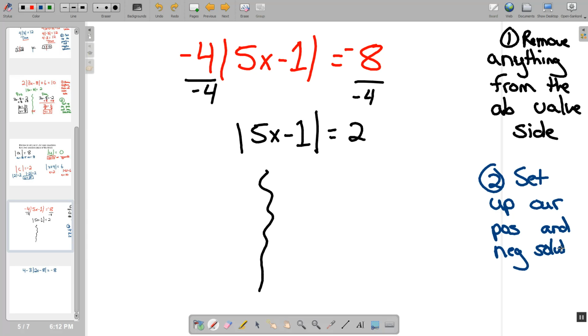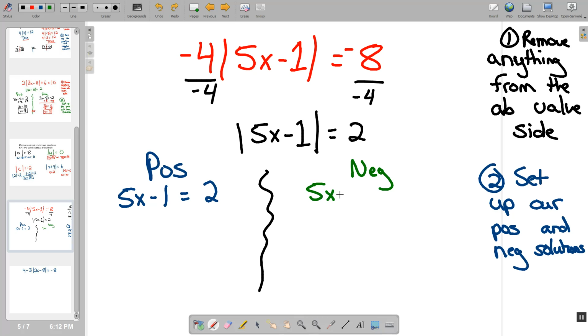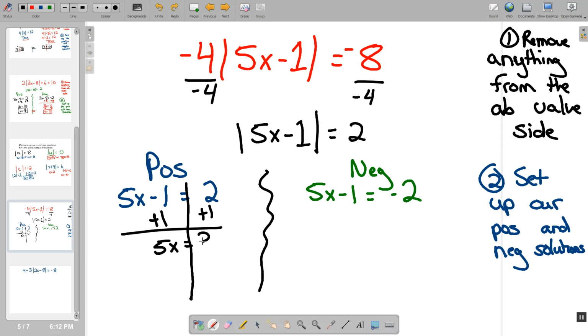I'll just speed up here a little bit, because I'm really hoping you've already written those steps down. So for our positive solution on this side, we are going to do 5x minus 1 equals positive 2. And for our negative solution, on the right side, I'm going to do 5x minus 1 equals negative 2. And now let's solve. So I'm going to add 1 to both sides over here, and I will get 5x equals 3. I divide everything by 5 to get x is equal to 3/5.